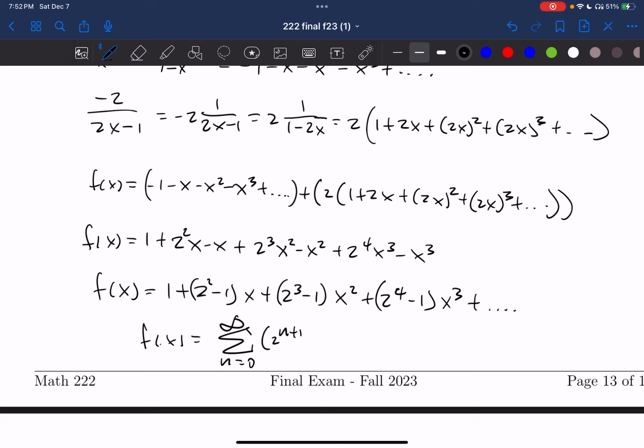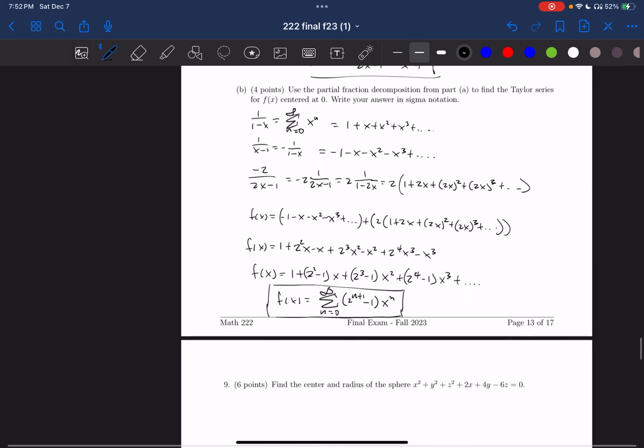First term would be 1, 2 to the 1 back. That should be right. Minus 1. And then x to the nth power. And yep, that should be your answer, I think. It seems pretty right to me. Okay, that took a while.